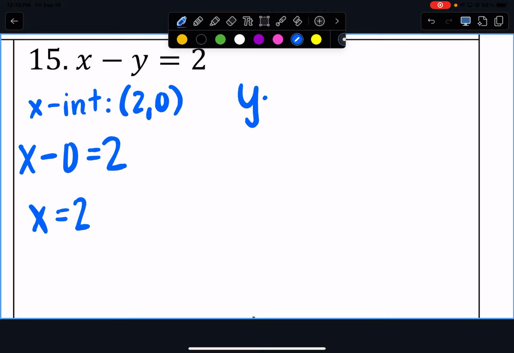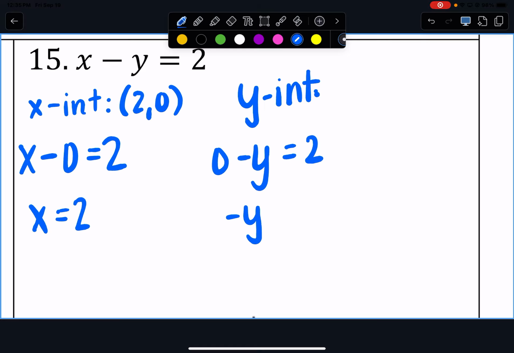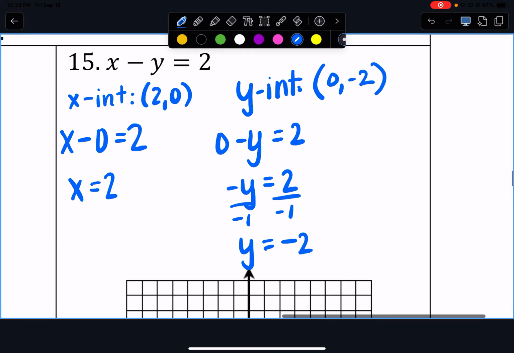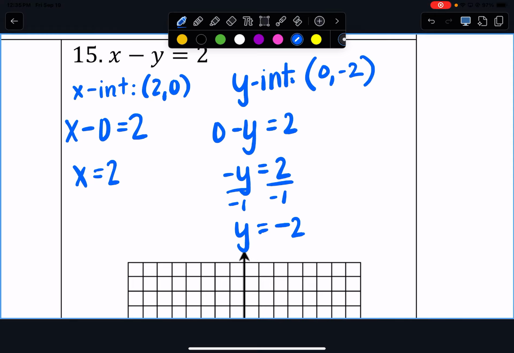Okay, for our y-intercept, we have 0 minus y equals 2. So what would the next line be? Divide by negative 1. And we get y equals negative 2. So it's the point 0, comma, negative 2. Wait, why are we dividing? Because there's a negative. Because we have to get rid of that negative.